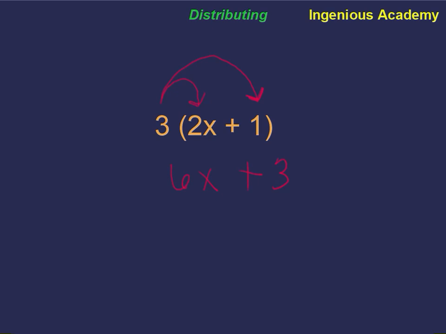Now, can we simplify that any further? No, we cannot. You have a term with a variable and then a number by itself. We cannot simplify that any further. Okay, let's look at our second example.